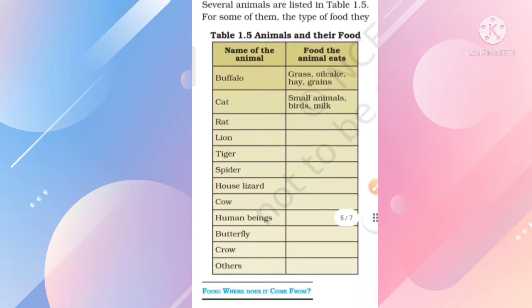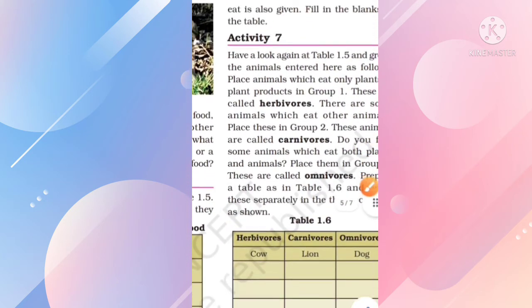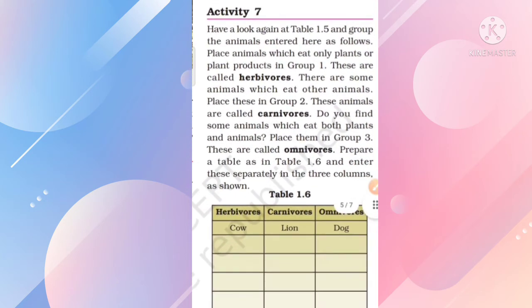See, in your activity you have to write down, see, this is the buffalo. Here the name of the animal and here the food the animal eats. What did the buffalo eat? So grass, oil cake, hay, grains. Like this you have to fill up this table. Okay, so you can observe that in the first video we talked about it. If you remember, if you don't remember, then go back and see the first video so you can understand.